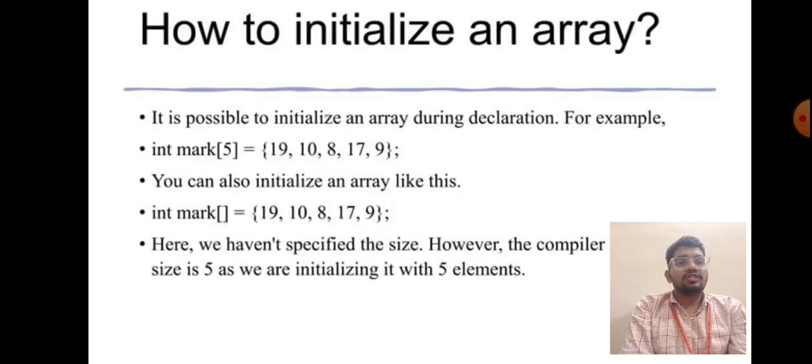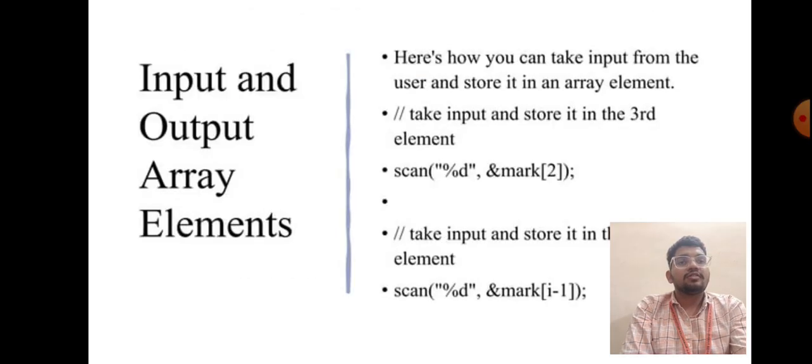How to initialize an array? It's possible to initialize an array during declaration. For example, int marks of 5. You can also initialize an array like this: int marks of 19, 10, 8, 17, 19. Here we haven't specified the size. However, the compiler sets the size to 5 as we are initializing it with 5 elements.